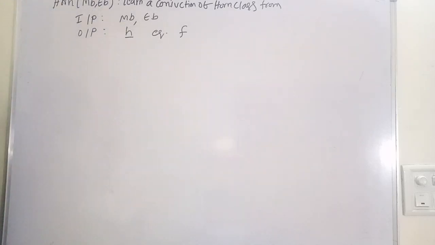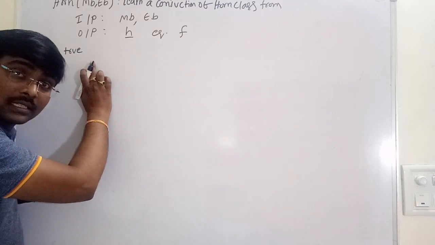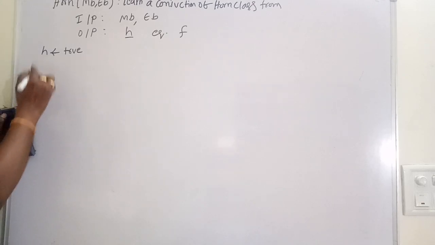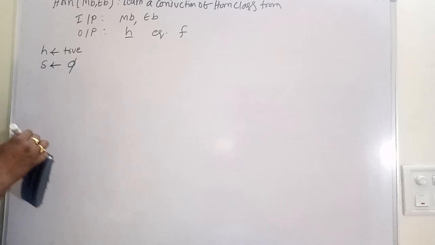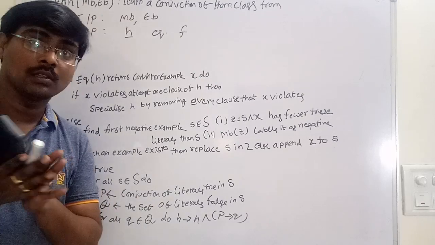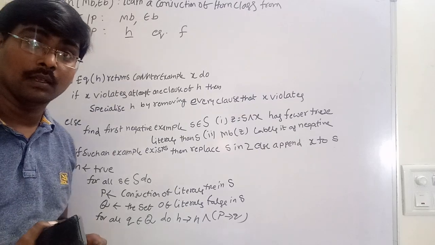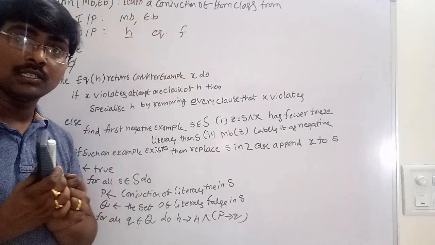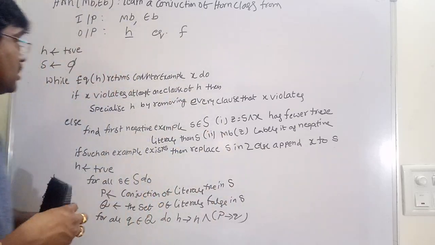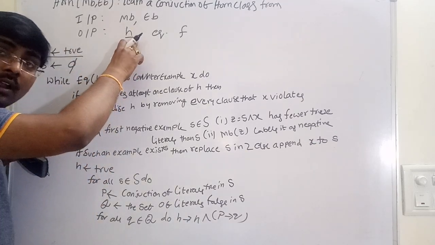Okay, so the first step is, initially H is equal to true, that is, the Horn class is considered as true. S is equal to empty. Consider the algorithm. We are using the membership oracle MB and equivalence oracle EB. The algorithm simply applies two simple tricks. First one is, consider a list S of negative examples. Here H is our Horn theory, our Horn class.